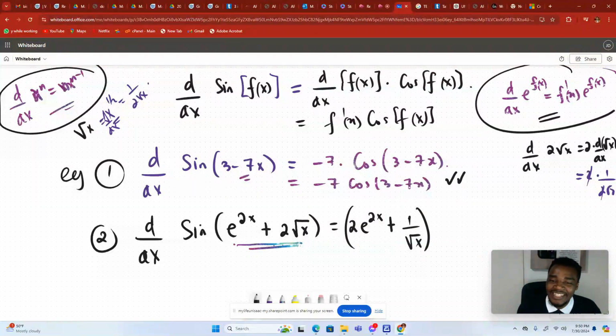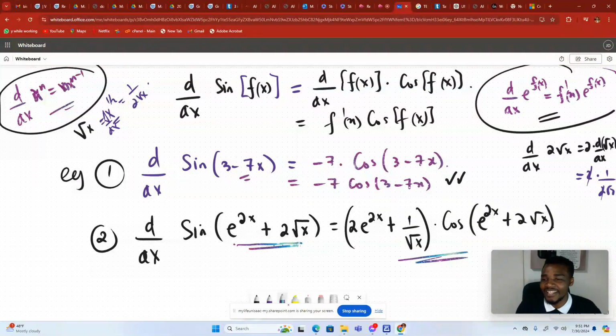Okay, so this is the result that we get if we differentiate the function inside the brackets. For e to the power of 2x plus 2 root x, the derivative of that function is 2 times e to the power of 2x plus 1 over root x. This derivative that we get, we multiply by cosine of that function, cosine of e to the power of 2x plus 2 root x. Yes, that's how we differentiate sine of a certain function. As you see here, by the end of the day, this will be our result.